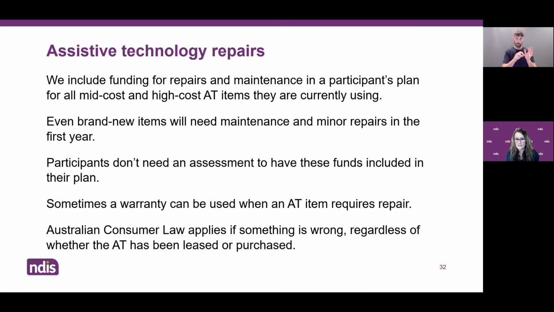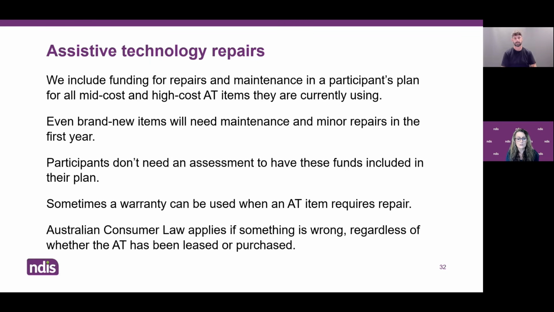For small repairs like a tyre puncture, we include funding in the core consumables budget. For major repairs like regular services, we include funding in the capital AT budget. And if a participant has any remaining funds available after they've purchased their AT, they can use these funds on the repairs and maintenance.